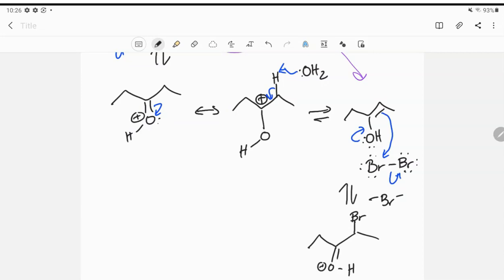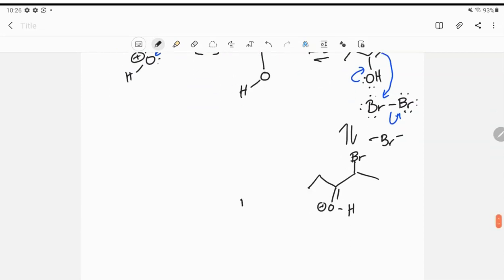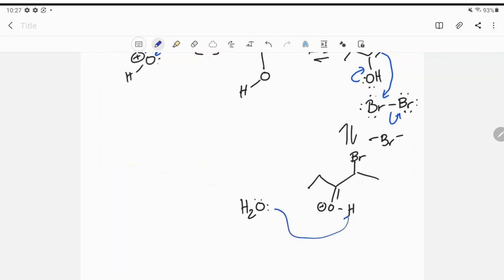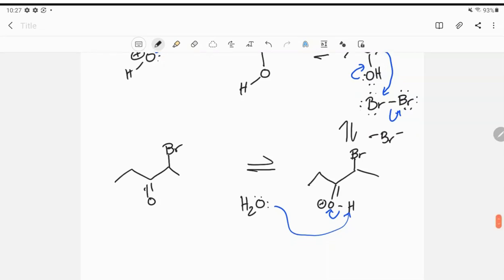And then the last step in our acid-catalyzed mechanism will be the regeneration of our acid by deprotonation. So the last step, deprotonate. I'll put this up as well so we can see. So we will have ended up with our product.